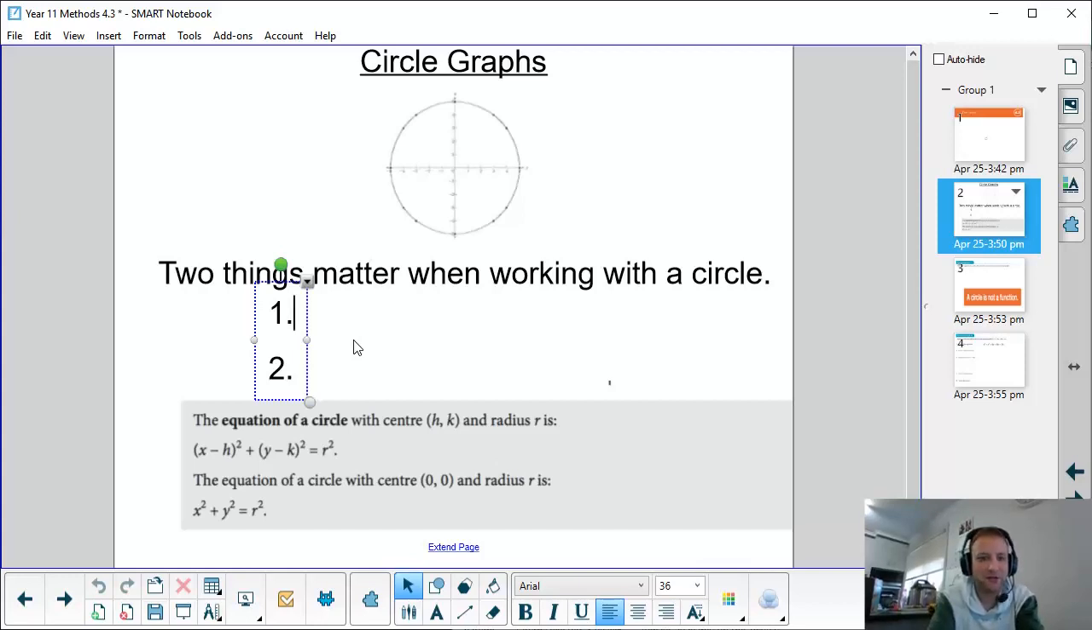The two things that matter when working with a circle graph: you need the center of it, because you need to know where it starts. That's a bit like our turning point or our point of inflection. Find where the middle is.